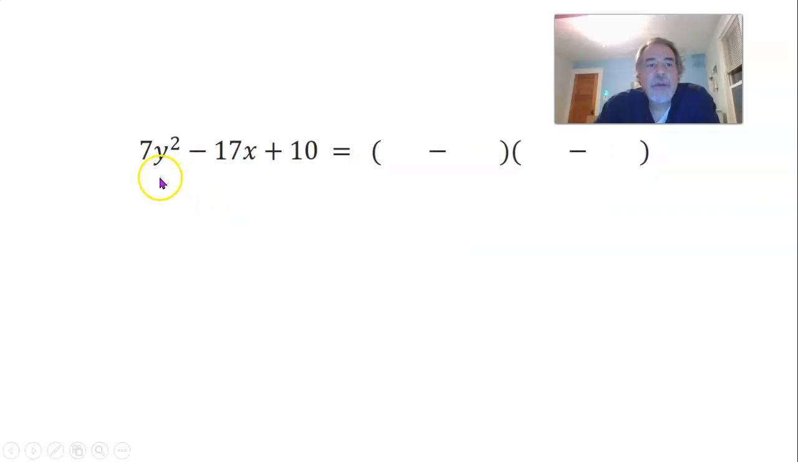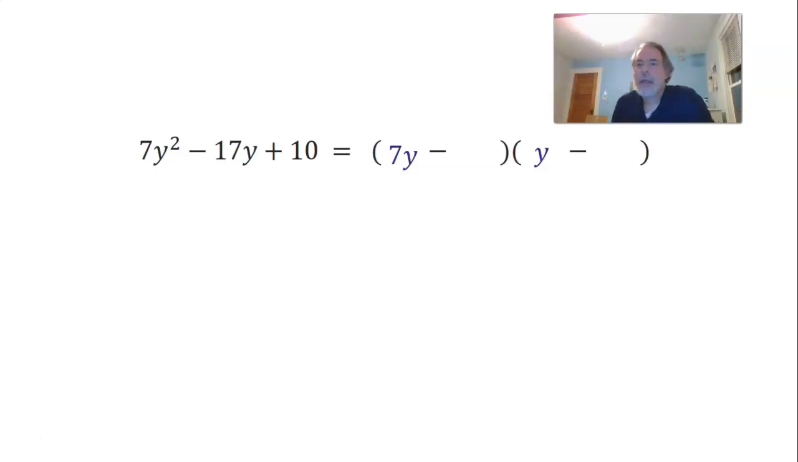Let's try another one. 7y squared minus 17y, oh, that was supposed to be a y, sorry, plus 10. There, I fixed it. Okay, first, F. What has to go here and here so that when you multiply them together you get 7y squared? Well, that would be a 7y times a y. And what has to go here and here so that when you multiply it together you get 10? What numbers multiply together to give you 10? Well, it could be a 5 and a 2. 5 times 2 is 10. Another possibility would be 10 and a 1. 10 times 1 is 10.